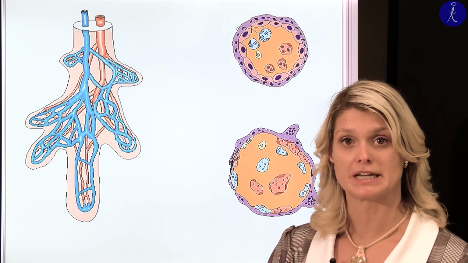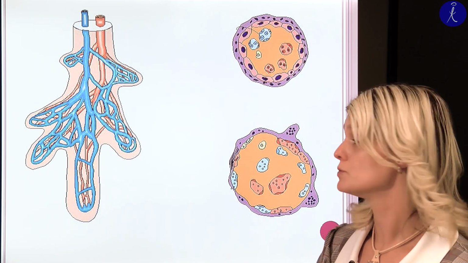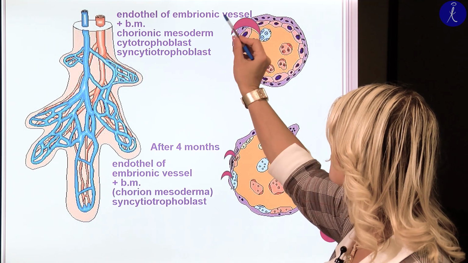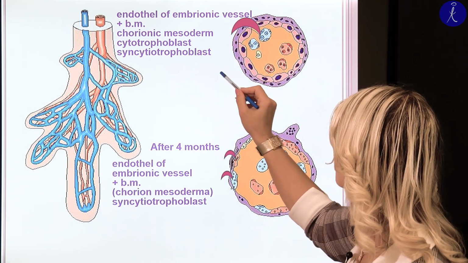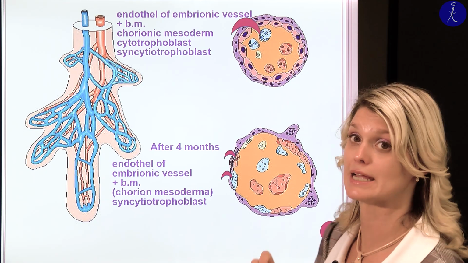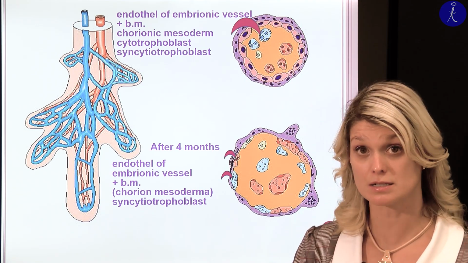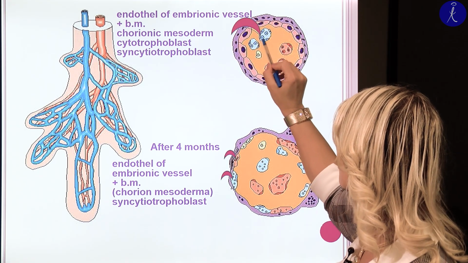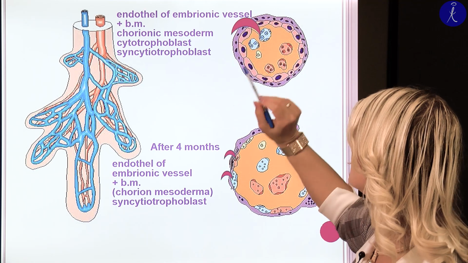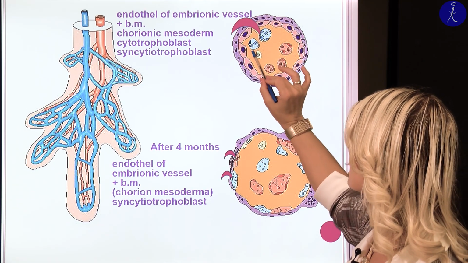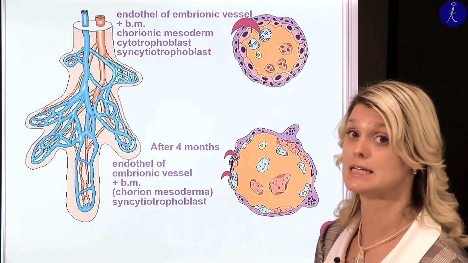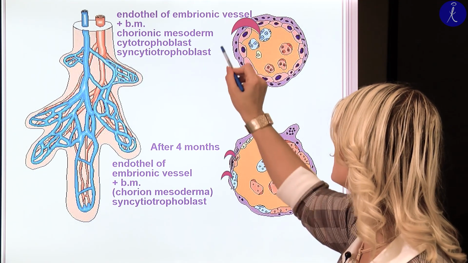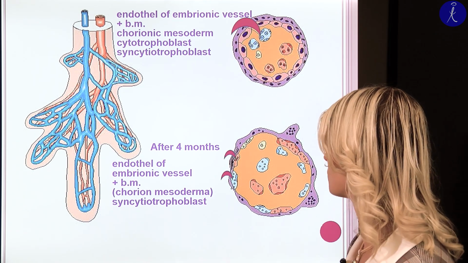This is a higher magnification of the barrier I told you about, between the blood of the baby and the blood of the mother. The blood of the mother will be around, like this. The blood of the baby is located within the umbilical vessels. The first layer is the endothelium of the vessel and the basement membrane, then the chorionic mesoderm, and afterwards you can see the trophoblast cells, the cytotrophoblast and the syncytial trophoblast cells, and this is the maternal blood.